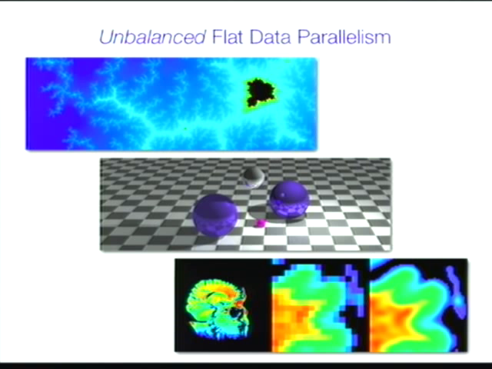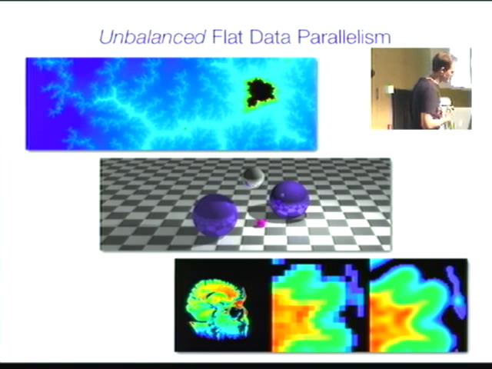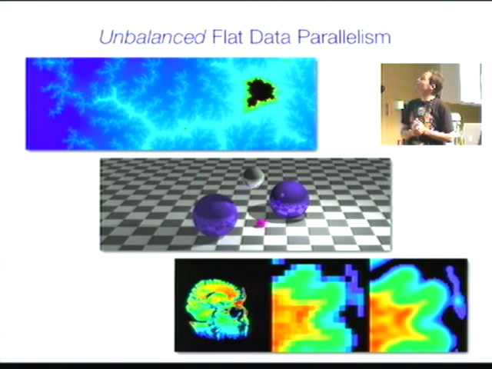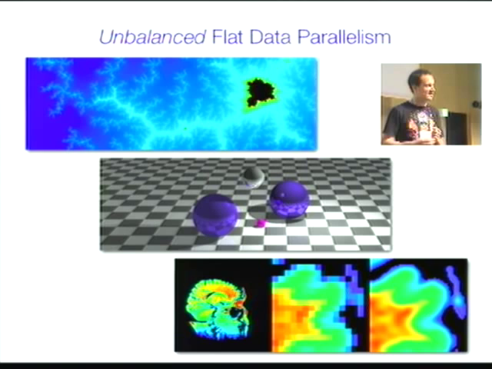There are some other examples, so we can have a fractal program, ray tracing, and then volumetric interpolation, which I'll talk about later on. These are also flat parallel programs, but in this case they're unbalanced because computation of some pixels takes longer than the computation of the others.